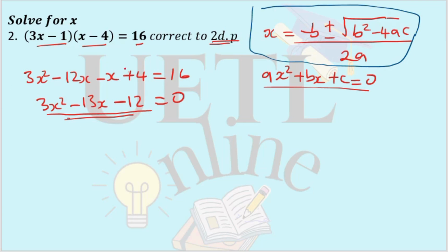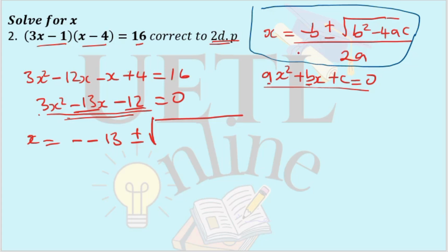Okay, so this first term will be a, this second term will be b, this third term will be c. Okay, so let's substitute. It becomes x is equals to minus b. Our minus b is minus 13. B is minus 13. Here you have minus. Okay, so it becomes minus 13 plus or minus root b squared.